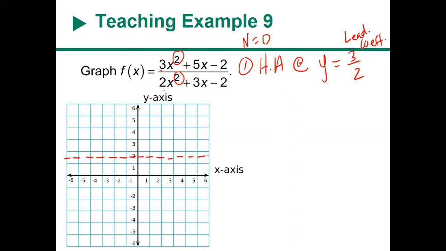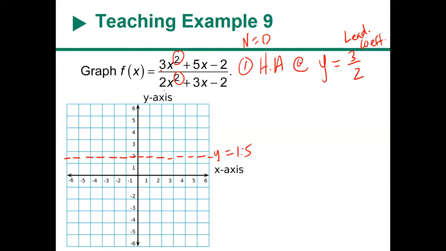You're not canceling them out. When the degree of the numerator and degree of the denominator are the same, all you're focusing on is the leading coefficients. And that's because over time, as the numbers get bigger, that's all that's going to be remaining. 3/2 is 1 1/2, right? 1.5. So we're here at y equals 1.5. All right, now to find your holes and vertical asymptote, it says to go ahead and factor.